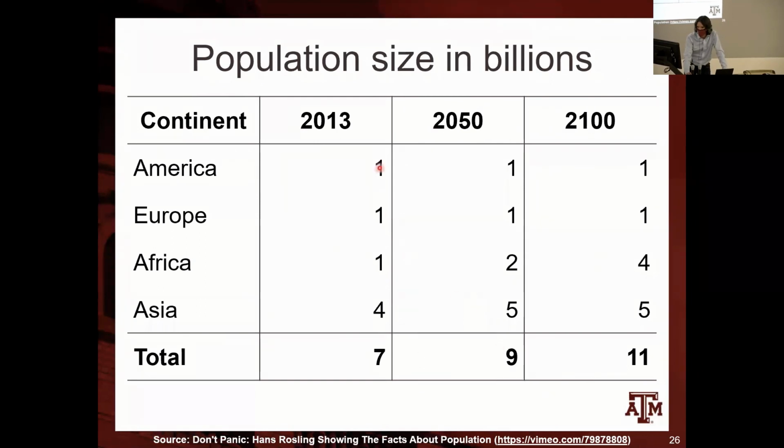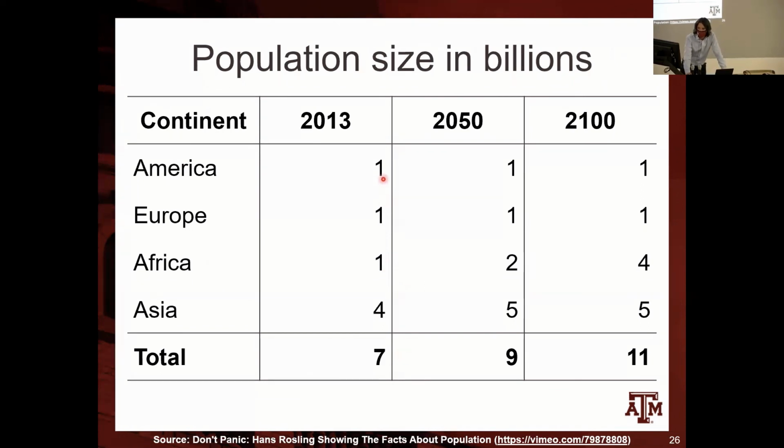This first one is just the population based on data that he had at that time, 2013, and then projection to 2050 and 2100. The population in the American continent, going North, Central, and South America, 1 billion in 2013. The same thing in Europe, 1 billion. Africa, 1 billion, and Asia, 4 billion. So 7 billion people in total.